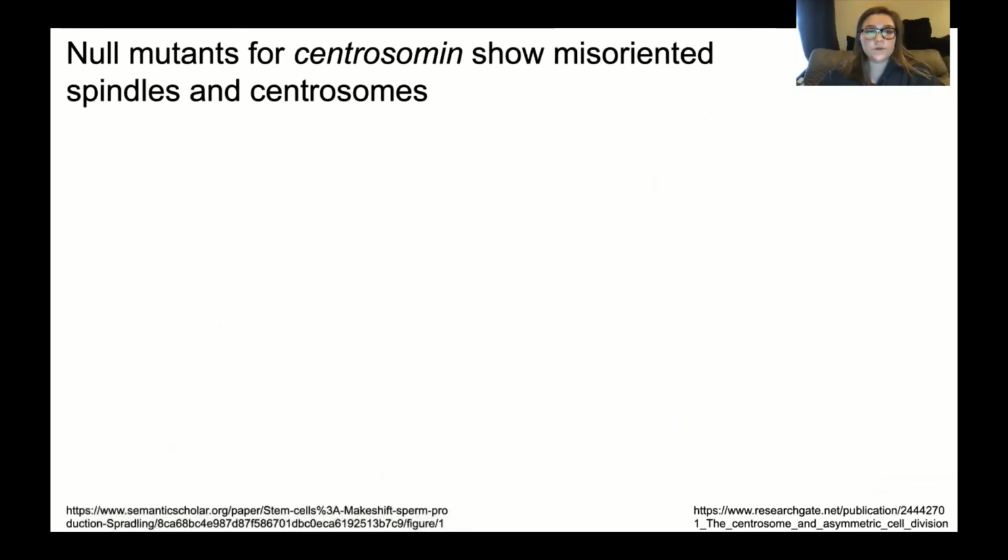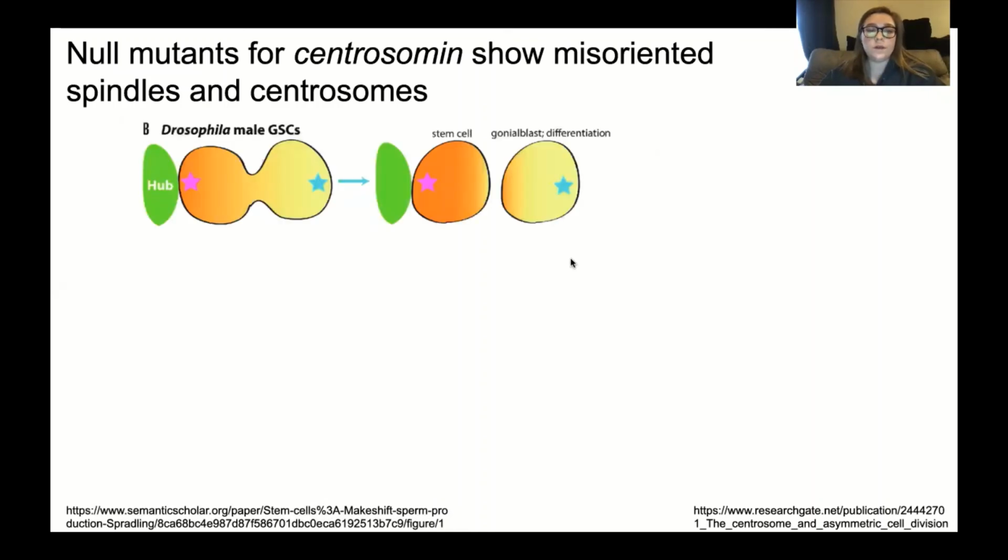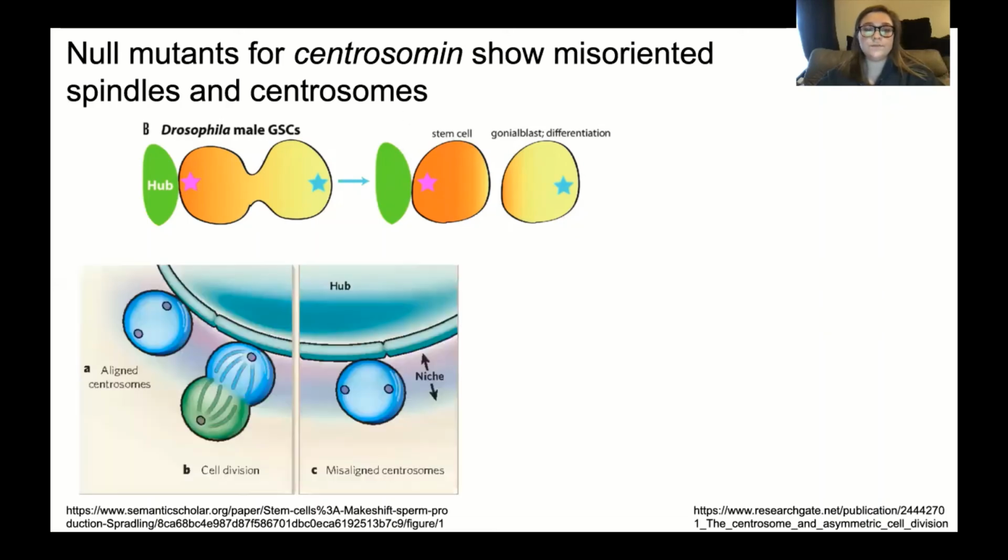The second result shows that the null mutants for centrosomin have misoriented spindles and centrosomes. So in a normal germline stem cell, one will stay at the hub and one will go on to differentiate, like I mentioned. So this is what we would want to see in the germline stem cells.